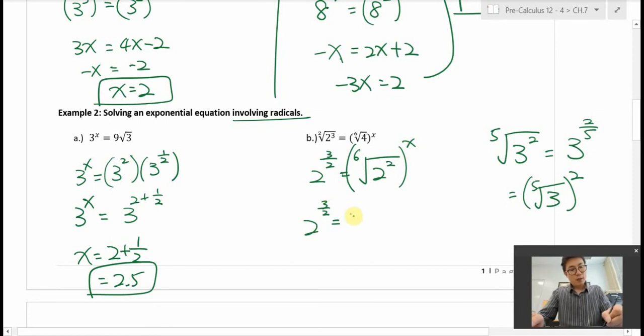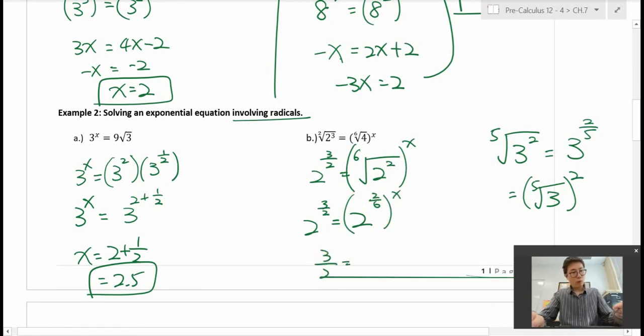Okay, so this then can be written as a power. So this is 2 to the power 2 over 6 to the power of x. So then 3 over 2 would equal, now again, that's exponents back to back, so now you can multiply them. That's 2 over 6, which we can reduce to 1 over 3. So that's 1 over 3, x.